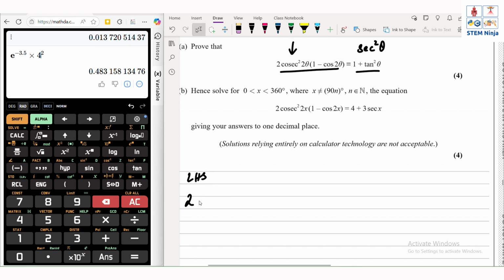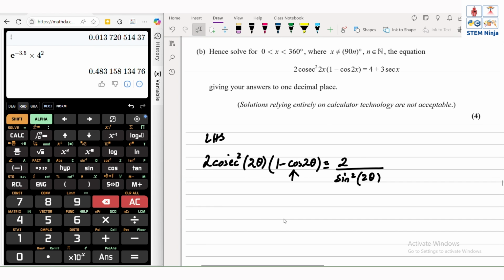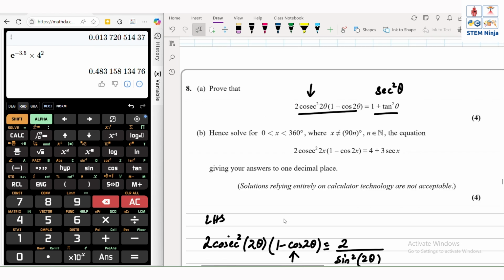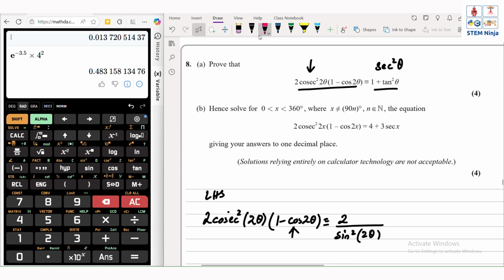2 times cosecant squared 2 theta times 1 minus cos 2 theta. So 2 cosecant squared theta can be written as sine squared 2 theta. But how do we find an alternate for 1 minus cos 2 theta? Because we have 3 forms for that.